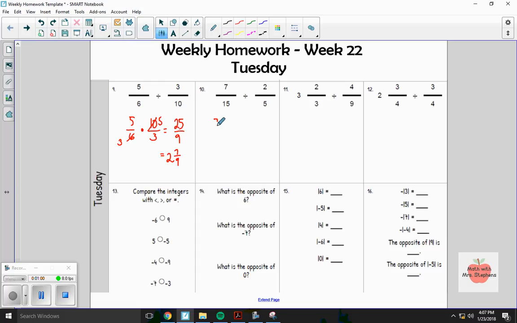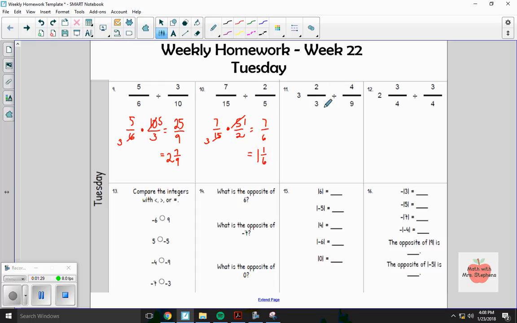Number 10, 7/15 times the reciprocal of 2/5 is 5/2. I'm going to cross cancel the 15 and the 5 by dividing by 5. Now multiply straight across. 7 times 1, 3 times 2. 7/6 is improper. 6 divides into 7 once, with 1 left over.